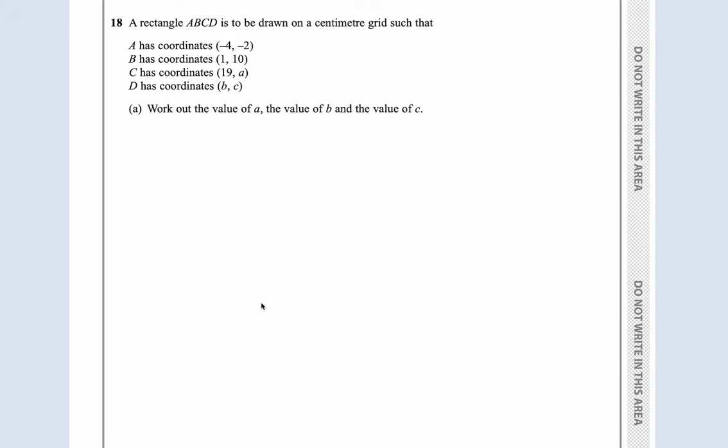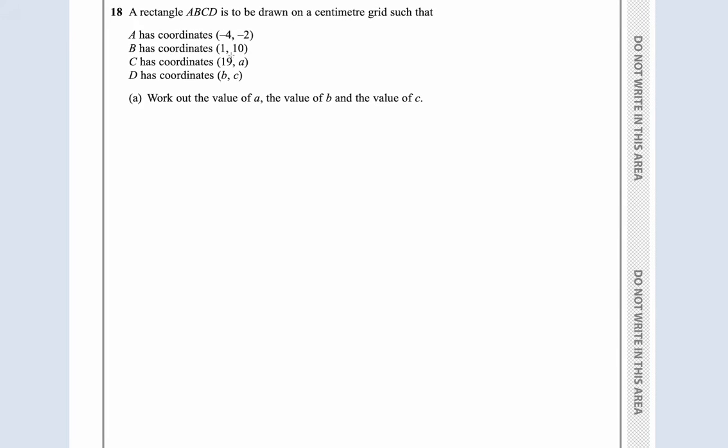Okay, question 18. A rectangle has to be drawn on a centimeter grid such that A, B, and C are these coordinates. Work out the value of a, b, and c. So guys, I think it might actually help if we draw some kind of diagram. Now, there's a point at -4, -2. This isn't going to be perfectly drawn, but I just want to show you kind of what we're dealing with. So -4, -2, let's say it's here.